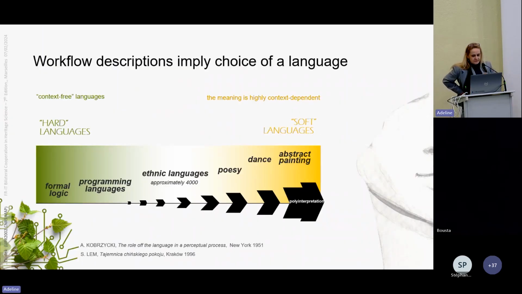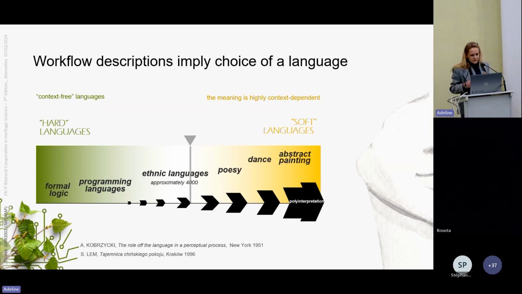So when we try to describe how we manage to achieve a result, for example, a digital data set, or not digital at all, first of all, we have to choose the language to be used. Quite often we use ethnic languages, English, French, Italian. Ethnic languages have these particularities that they fall somewhere in between hard languages that are context-free and where the level of polyinterpretation is absent or very low, and the soft languages that are strongly polysemantic, where the meaning is highly subjective and context-dependent.